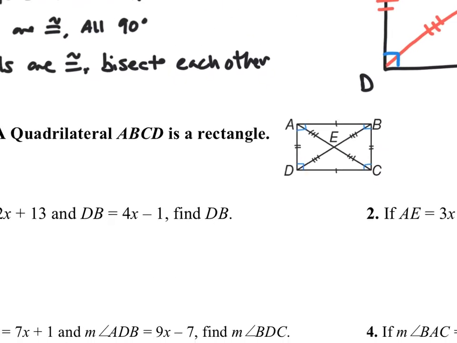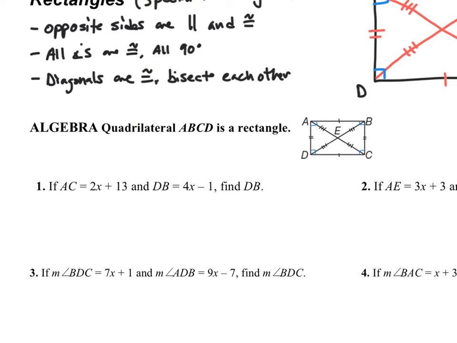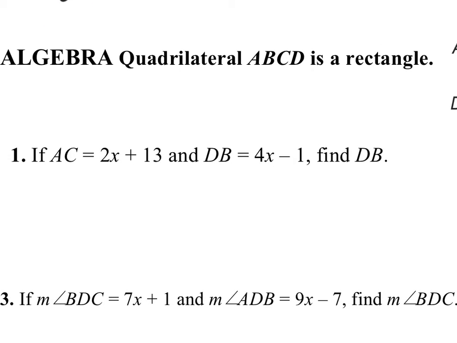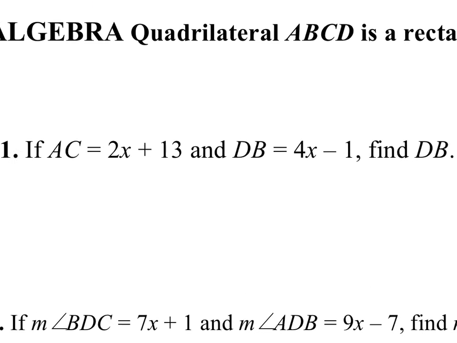It says that if segment AC is 2x plus 13, and DB is 4x minus 1, then we want to find the length of DB. If we know that DB is this algebraic expression, we can set up an equation and solve for x, and then we can figure that out. We know that AC and DB are the diagonals, and we know that the diagonals are congruent.